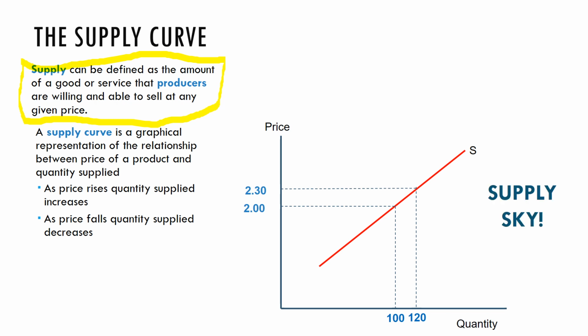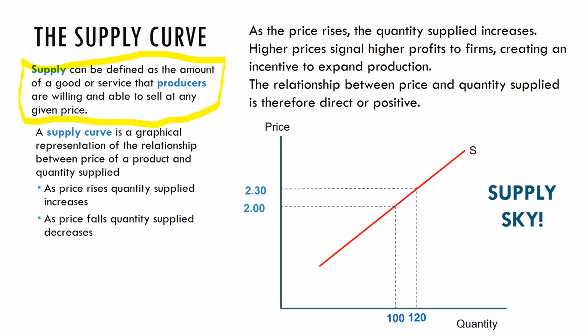A good way to remember this is that supply curves go up, supply to the sky. So as the price rises, the quantity supplied increases. Why is this? Well, a higher price signals higher profits to firms, creating an incentive to expand production. The relationship there between price and quantity supplied is therefore direct or positive.